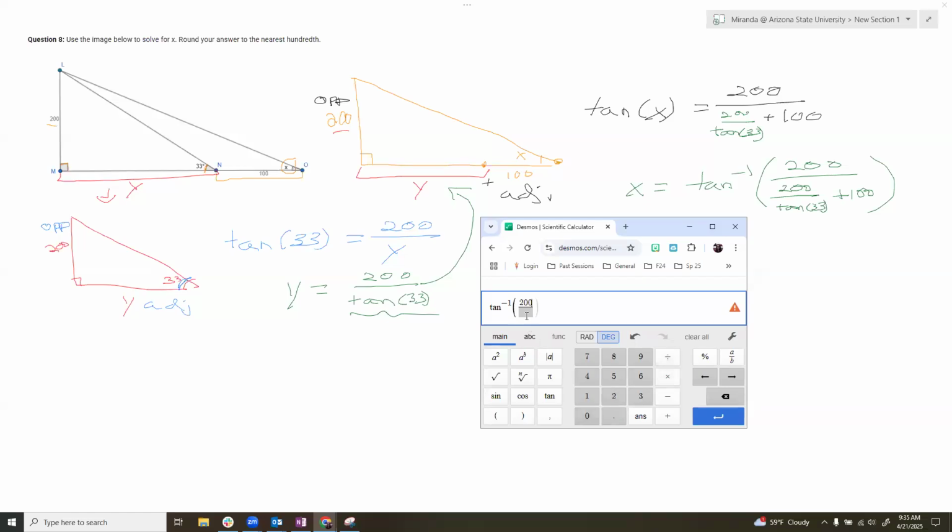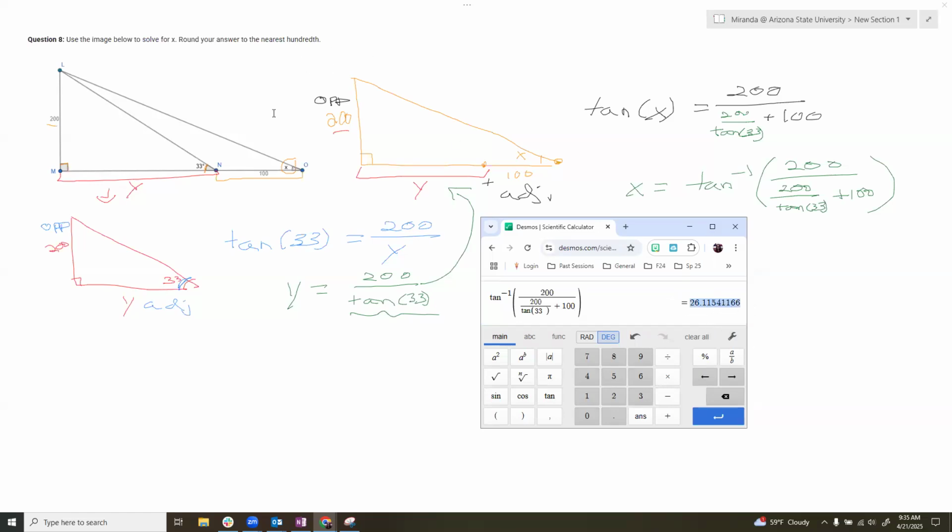Back to my main menu, I'm going to build my fraction. I'm going to put my 200 on top. In the denominator, I'm going to build a second fraction with my 200 on top, and I build the fraction just by hitting the divide key. Again, this gets my tangent of 33. I'm going to close those parentheses. Oops, that's a space, not a close. There we go. And then plus our 100. Notice that as I'm doing plus the 100, it's still in that denominator part, so we're seeing that value come through.